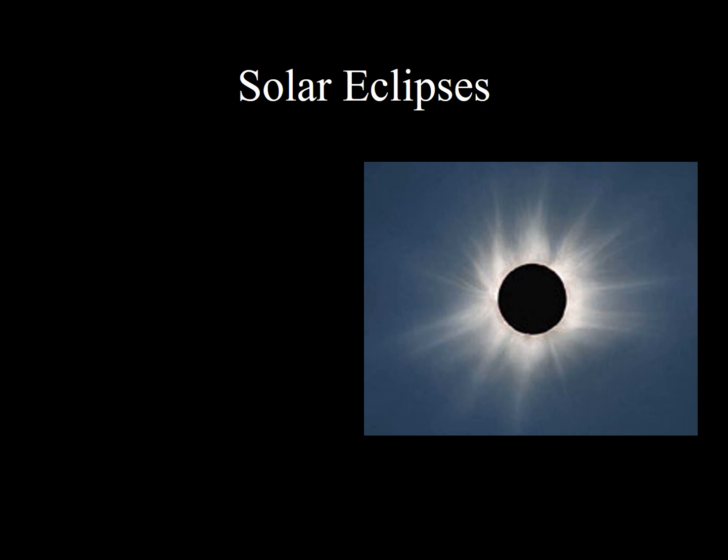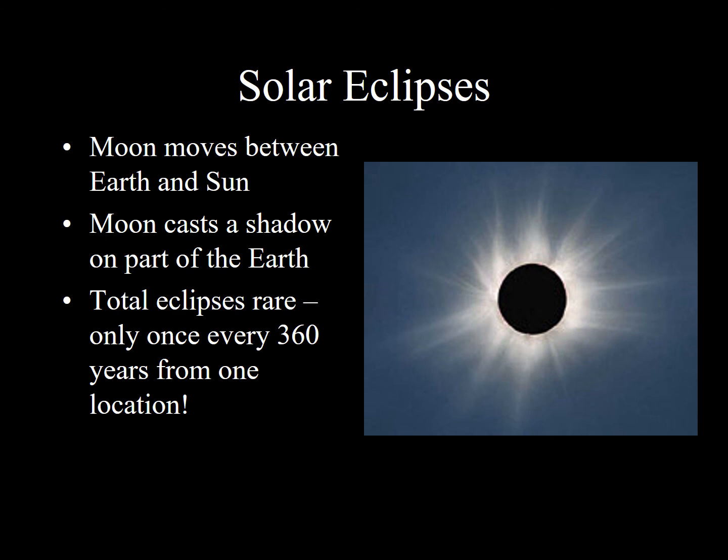You have the solar eclipse, where the moon moves in between the sun and Earth. And as the solar eclipse doesn't happen very often, there's really only one about every 360 years in your location. There are more, but it just doesn't happen in the same spot but once every 360 years.